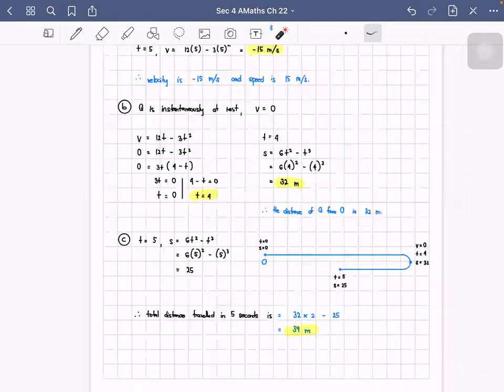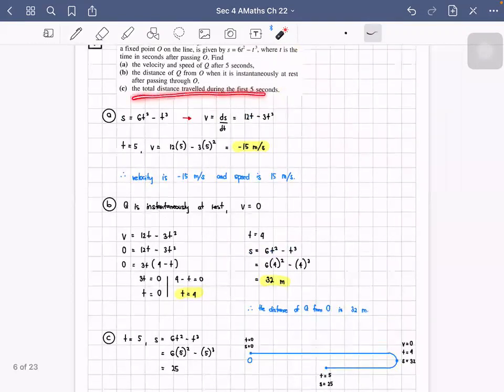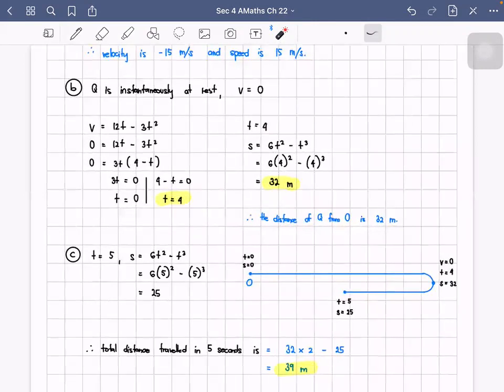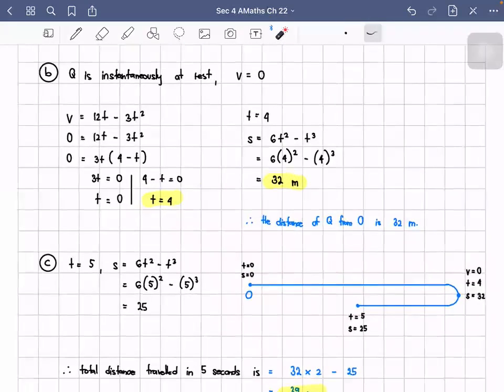For letter C, it's asking for the total distance traveled during the first 5 seconds. During the first 5 seconds, that means that t is equal to 5. Then let's get the displacement after 5 seconds, and that's 25 meters. Sorry, I forgot to write the unit here.